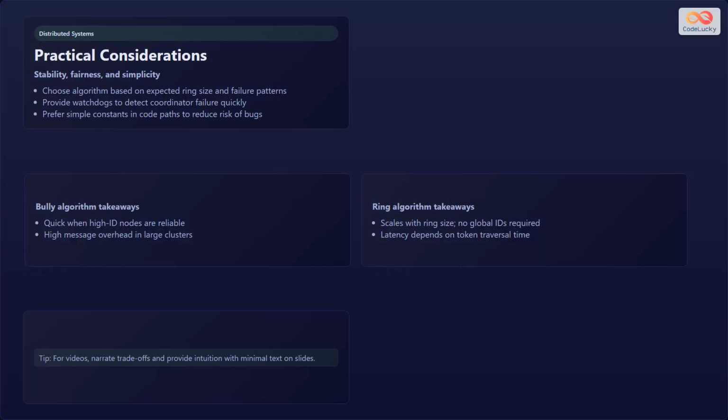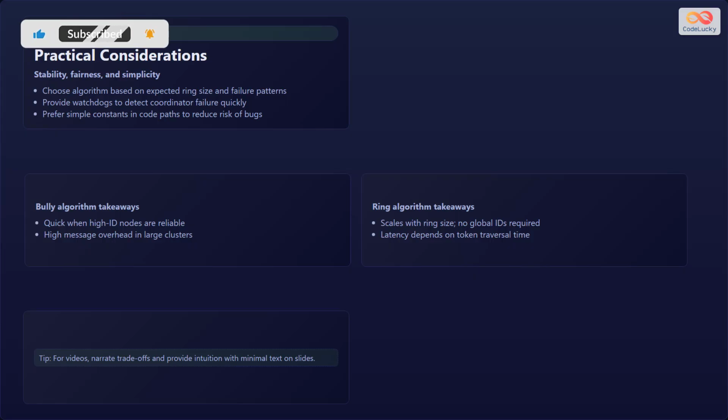When choosing a leader election algorithm, consider several factors. First, what is your expected cluster size? Bully works well for small groups but becomes expensive in large systems. Second, how often do you expect failures? Bully recovers faster from coordinator crashes. Third, how much network bandwidth can you spare? Ring uses less overall bandwidth.